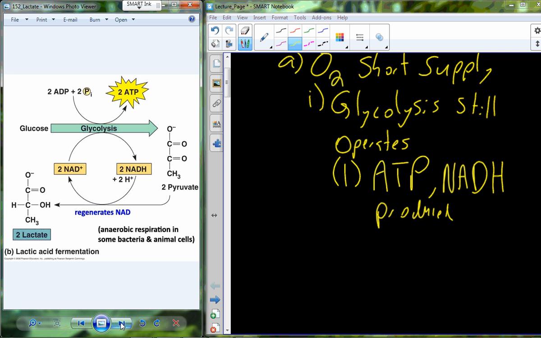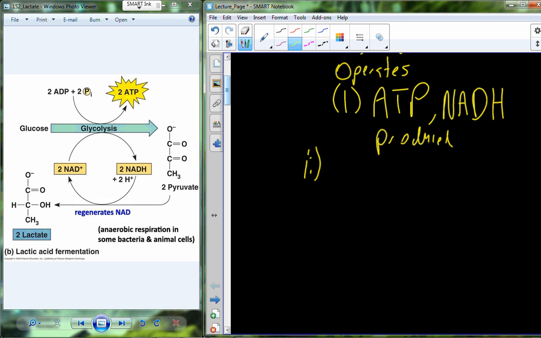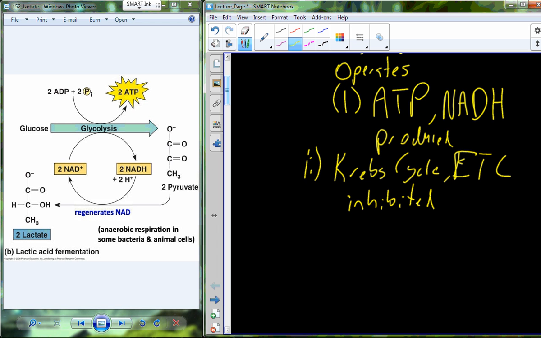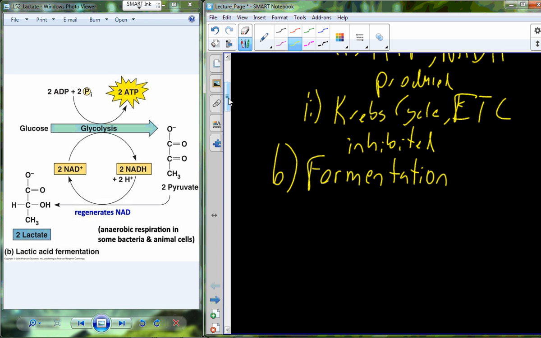So in walks this particular pathway. And when the Krebs cycle and electron transport chain are inhibited, and I'm no longer able to oxidize my NADH, I can use fermentation. Which will help me to take my NADHs that are formed during glycolysis and regenerate the NAD so they can go back and pull off more electrons, and I get that substrate level phosphorylation to the ATPs.